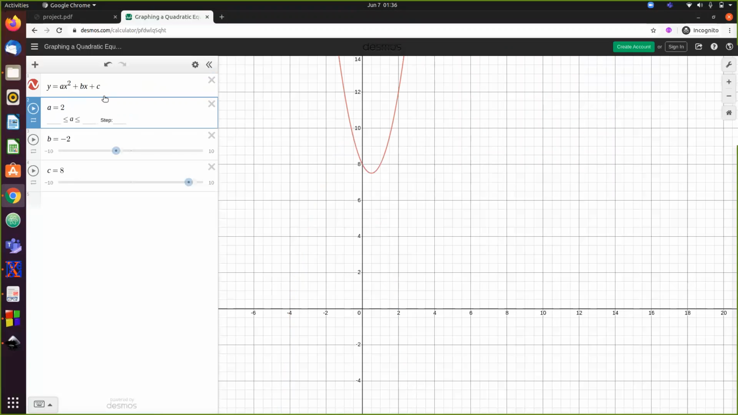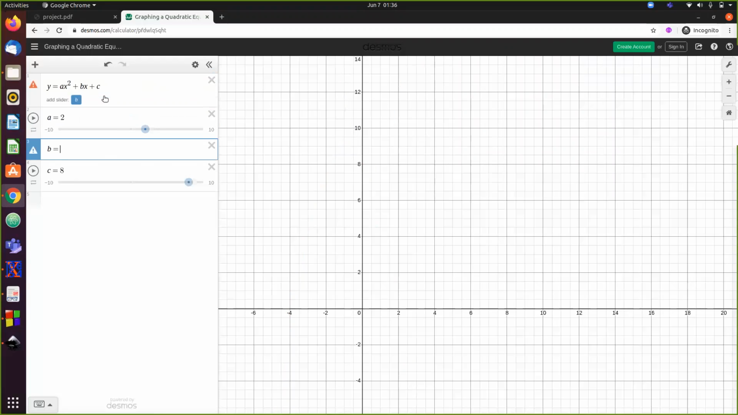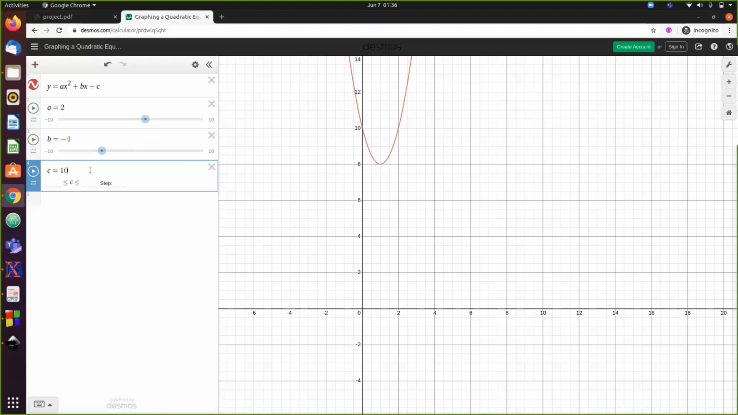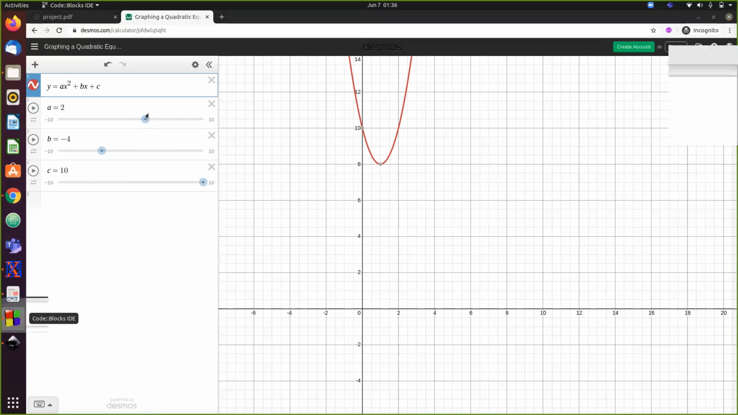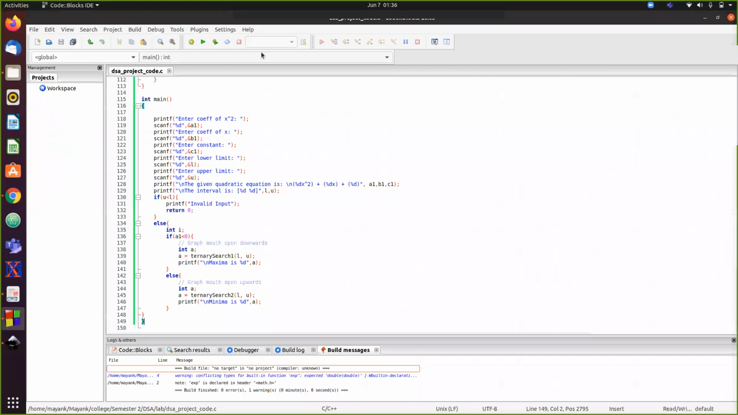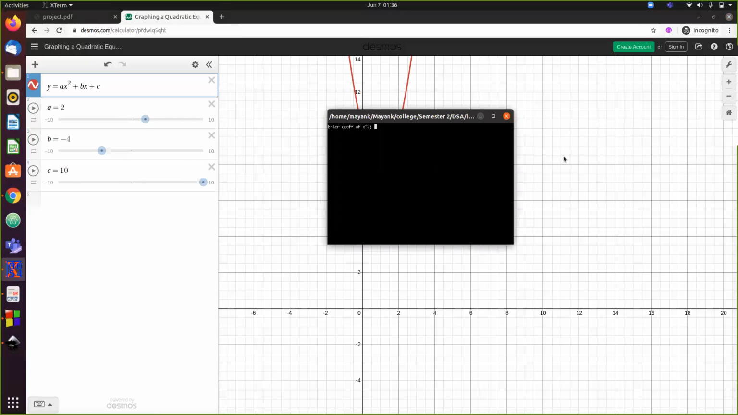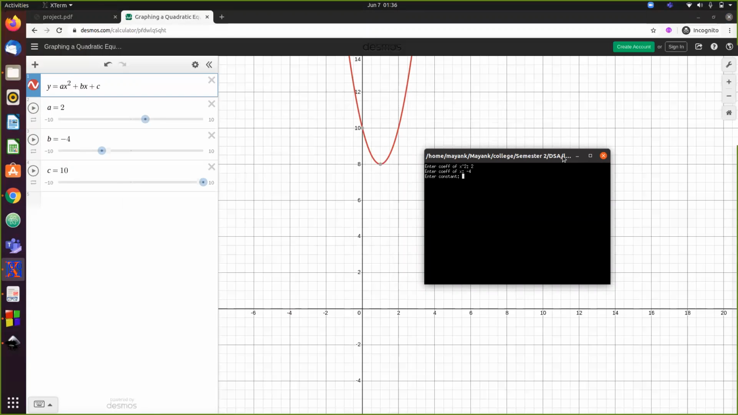Let's say, I don't know, maybe 2 and maybe -4, and C can be, I don't know, 10. Okay, so this is giving the minima at 1 comma 8. So we are going to try this again, and let's see whether this works or not. 2, -4, 10. Again, the lower limit and the upper limit, let's say from -100 to 101. The minima is again at 1, so our code works.